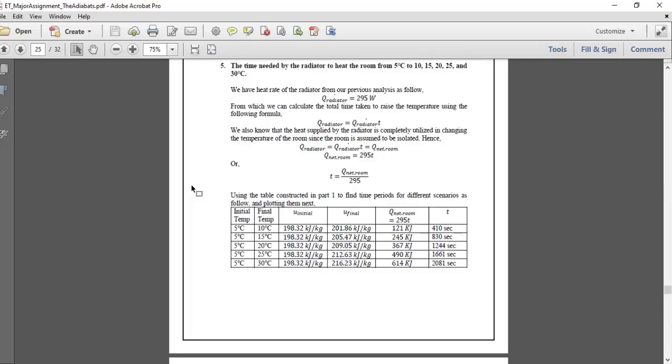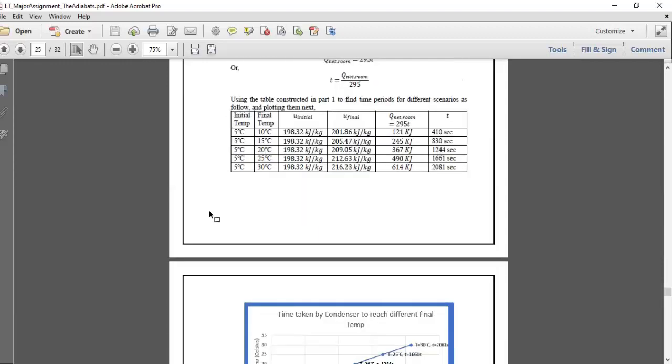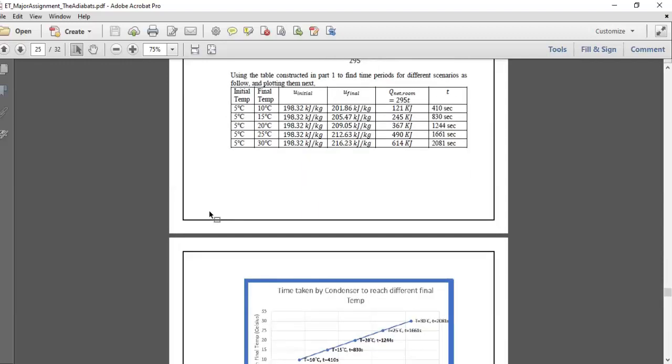Since the power is defined as the rate of work, the expression that we came up with for time was the ratio of net heat radiated into the room to constant 295, which was the heat rate value for the condenser. Thus, we simply substituted net change of energy for different cases and found time for raising temperature and plotted the graphs accordingly.